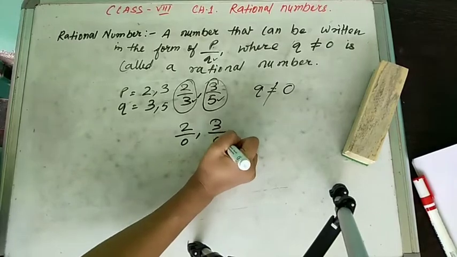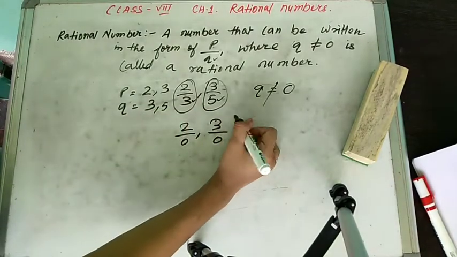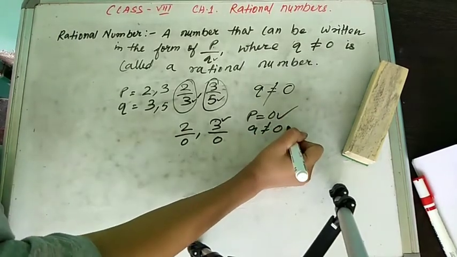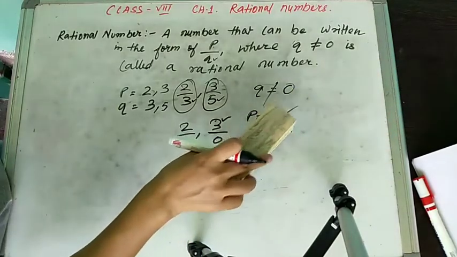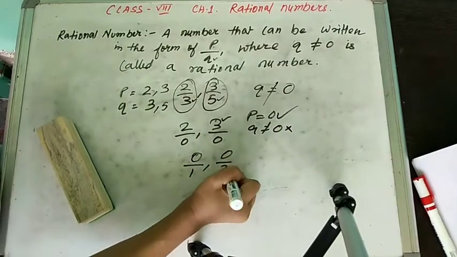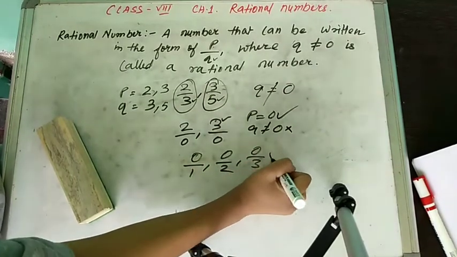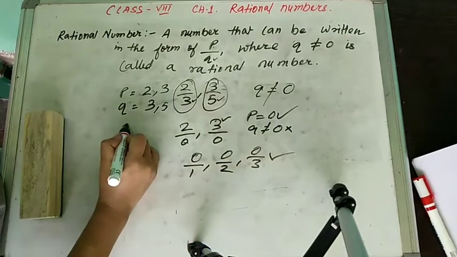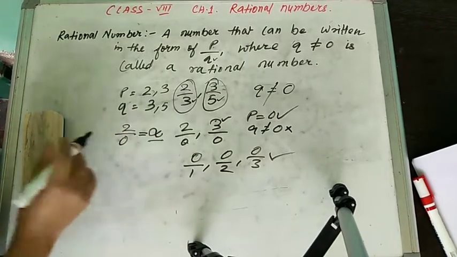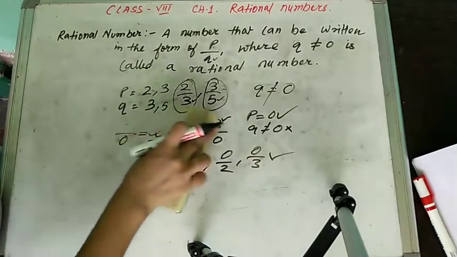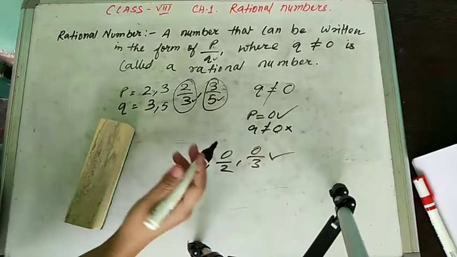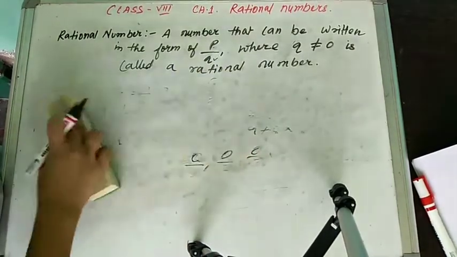Now, what does this q not equal to 0 mean? Say, for example, you have two numbers 2 by 0 and 3 by 0. In a rational number, p can be 0, it can be any other number, but q cannot be 0. You can write a rational number in the form of 0 by 1, 0 by 2 or 0 by 3, etc. because the ultimate result will be 0 itself. But you cannot write 2 by 0, that is, you cannot put 0 at the denominator because the ultimate result will be infinity, which is a number not defined. Hence, we cannot write q equals to 0, but we can write p equals to 0. Therefore, in a rational number, it is mentioned that q not equal to 0.